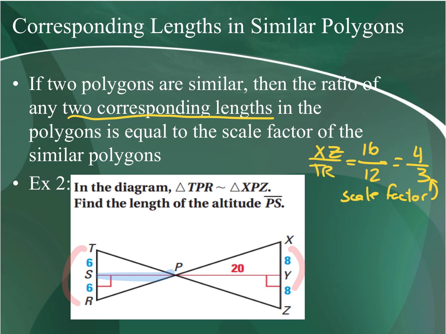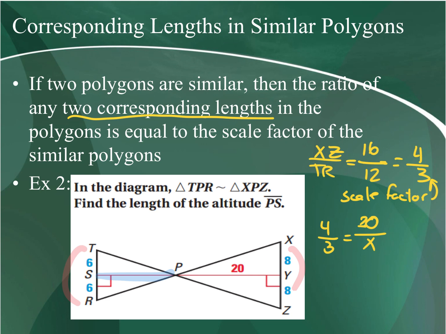And we're going to use that scale factor in order to solve for it. So we're going to do 4 over 3 equals... Now, since the 4 comes from XZ and XZ is from the bigger triangle on the right, we're going to put the 20 on top. And then we're going to put the X on the bottom, which is what we're trying to find, which is SP.